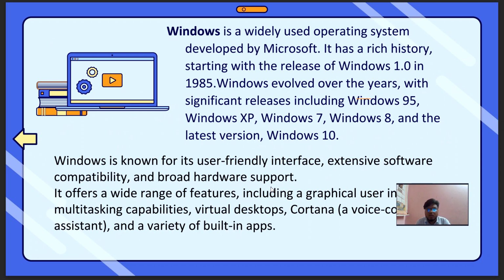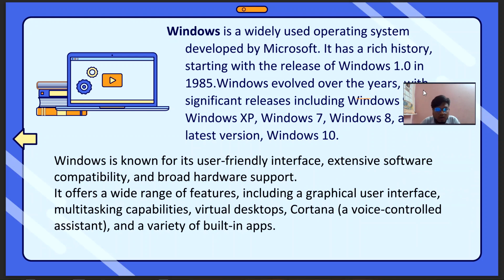Windows. Windows is a widely used operating system developed by Microsoft. It has a rich history, starting with the release of Windows 1.0 in 1985. Windows evolved over the years with significant releases including Windows 95, Windows XP, Windows 7, Windows 8, and the latest version, Windows 10. Also, recently Microsoft announced Windows 11. Windows is known for its user-friendly interface, extensive software compatibility, and broad hardware support. It offers a wide range of features including a graphical user interface, multitasking capabilities, virtual desktops, Cortana, which is a voice control assistant, and a variety of built-in apps.